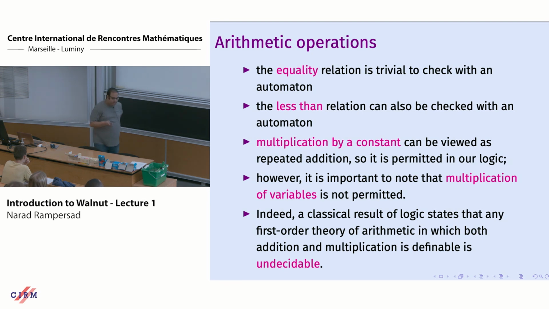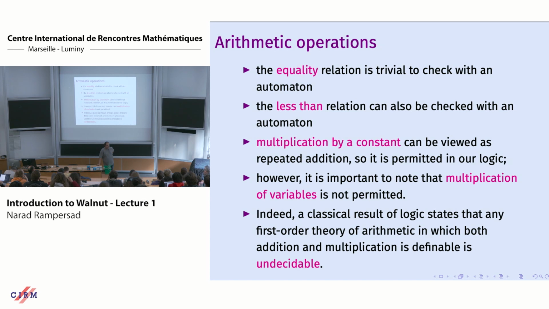The multiplication, we'll need, for our purposes, to be able to multiply by a constant, which is okay, because for any specific constant, we can just implement that by repeated addition, right? So that's fine. But just remember that multiplication of variables is not allowed in this particular logic. And one reason that multiplication is not allowed is that if we did have a first order theory with both addition and multiplication, that would automatically become an undecidable theory. This is a classical result of logic. So we definitely cannot have multiplication, because if we did, we would have no hope of having a decidable theory.